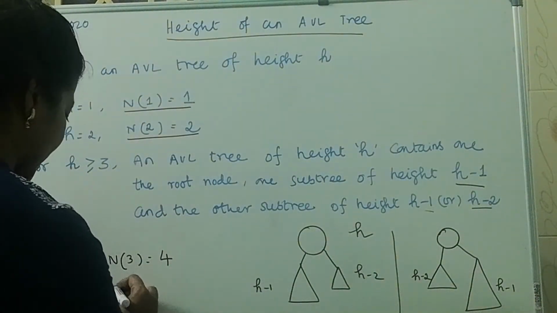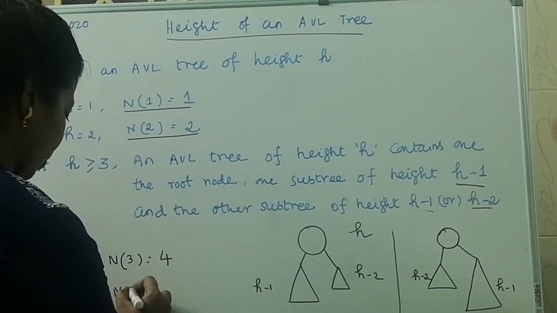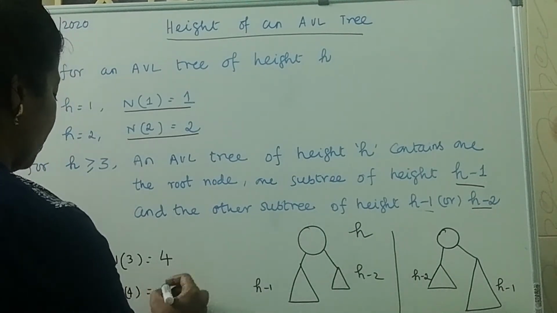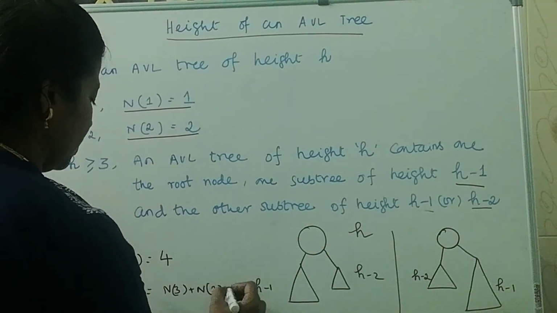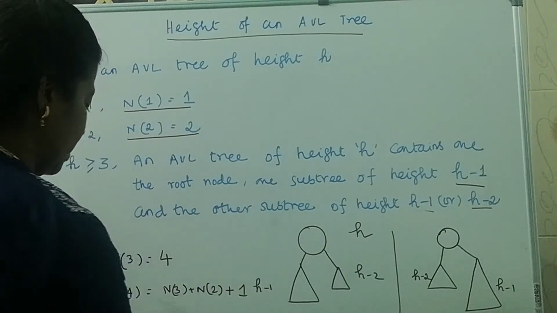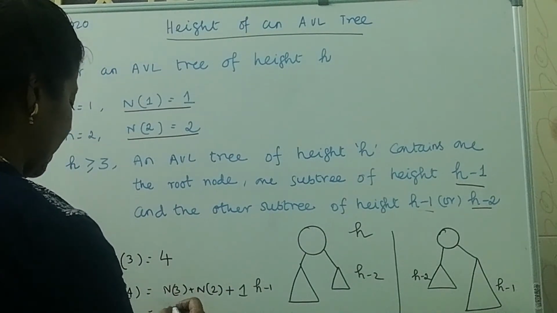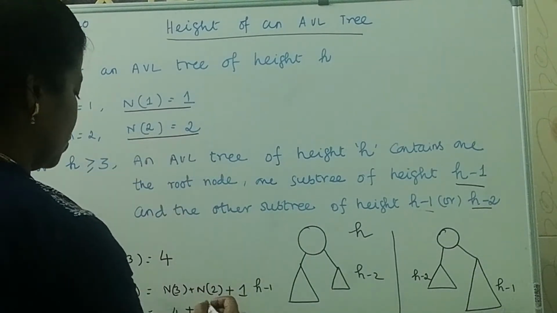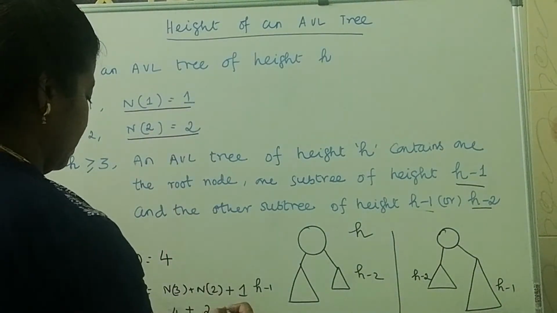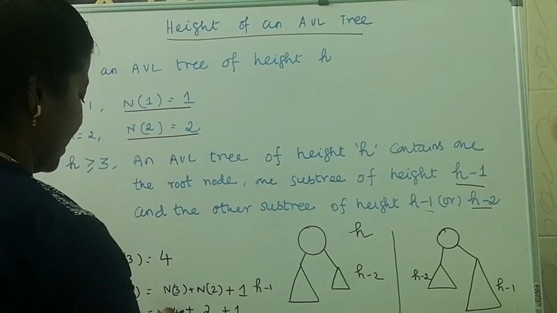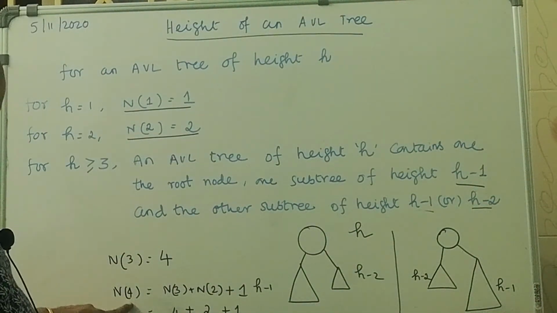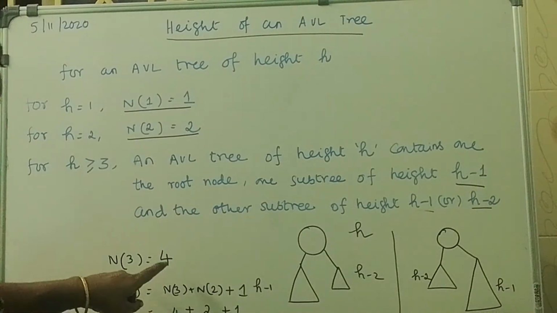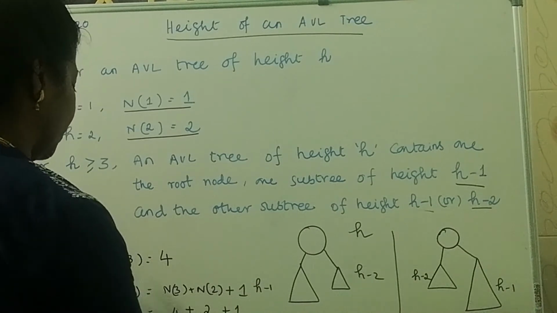Okay, from this I can write what is n of 4. So how can I write n of 4? N of 4 is nothing but n of 3 plus n of 2, okay, plus the root node 1, right? So what is n of 3? 4. N of 2 is 2, and then plus 1. So we have 6 plus 1, 7. Okay, so when we go for a height equal to 4, I can have the minimum number of nodes equal to 7.